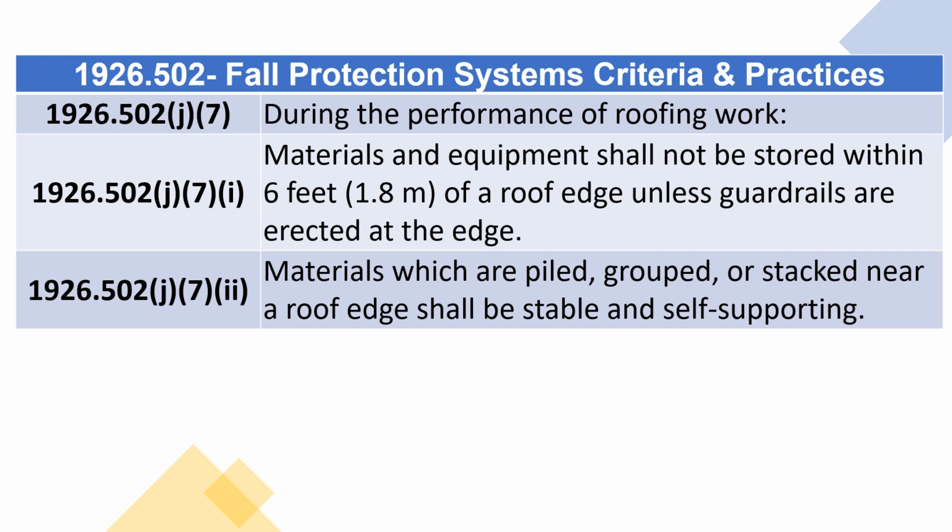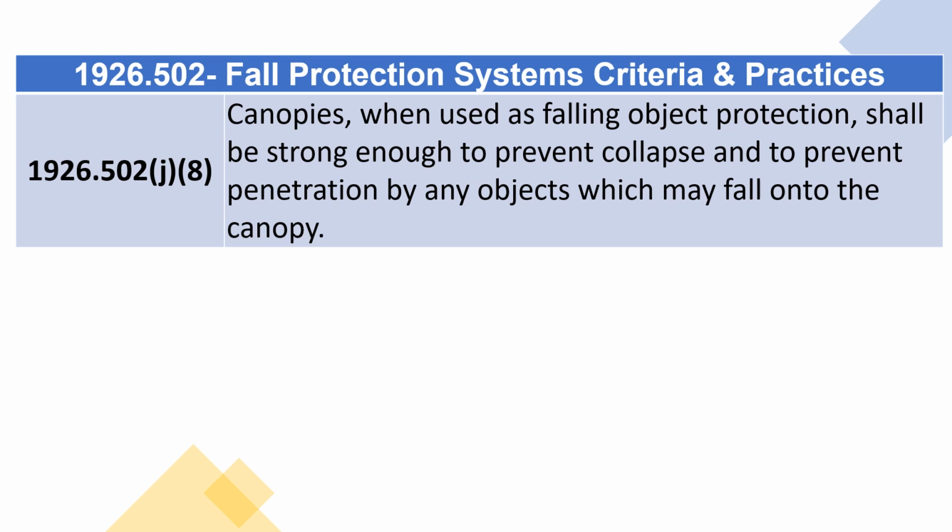1926.502 J7. During the performance of roofing work: J7 (i). Materials and equipment shall not be stored within 6 feet (1.8 meters) of a roof edge unless guardrails are erected at the edge. J7 (ii). Materials which are piled, grouped, or stacked near a roof edge shall be stable and self-supporting. 1926.502 J8. Canopies, when used as falling object protection, shall be strong enough to prevent collapse and to prevent penetration by any objects which may fall onto the canopy.